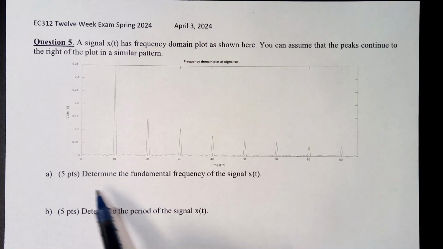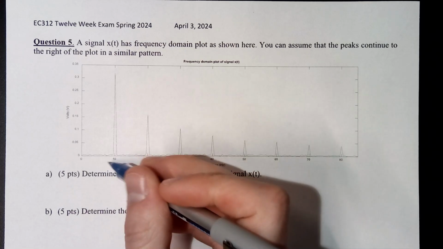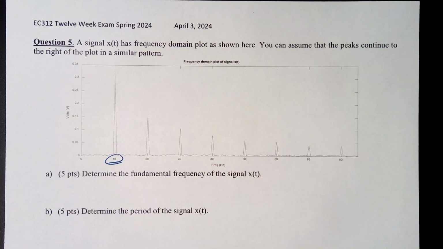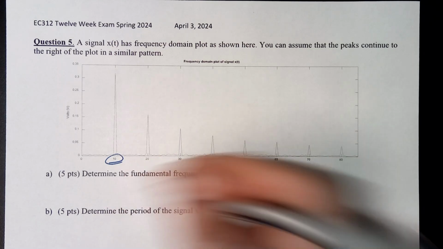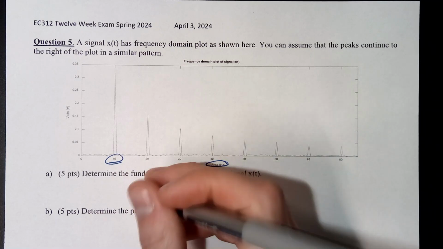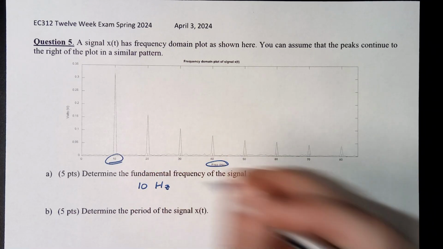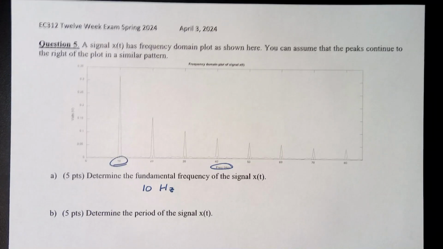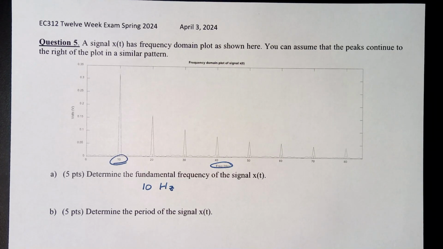So we determine the fundamental frequency. That fundamental frequency is always going to be the first frequency we see the biggest spike at. And so the first peak that we see is at 10 hertz here. So that's all we need to do for that first question. 5 points, just find the first spike we see on that diagram above.